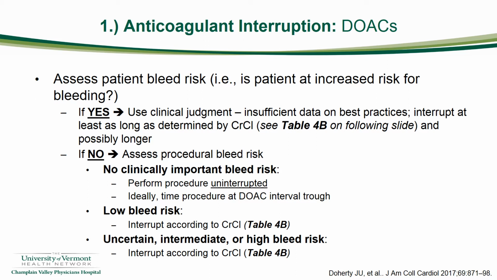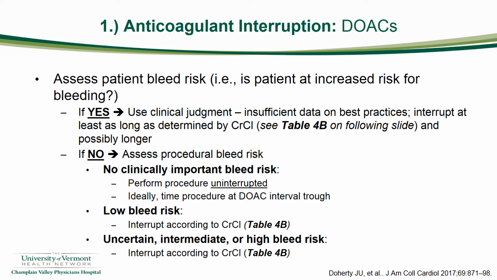So as we talked about a couple of slides ago, we want to calculate a HAS-BLED score, look at some of those other patient-specific characteristics and factors that increase one's risk for bleeding to determine whether or not a patient is at an increased risk for bleeding. If the patient is deemed to be a high bleed risk, there's not really much data to support best practices in this scenario. Essentially, it's going to come down to clinical judgment. However, it is recommended to interrupt therapy at least as long as determined by the patient's renal function, specifically their creatinine clearance, and we'll talk about this on the next slide, or possibly longer.